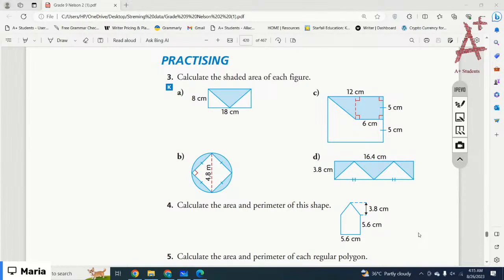You can calculate the area of the rectangle and then subtract the area of the two triangles, right? Okay, let's just start with question number 4. Calculate the area and perimeter of the shape. For the perimeter, you have to add all the side lengths, right?